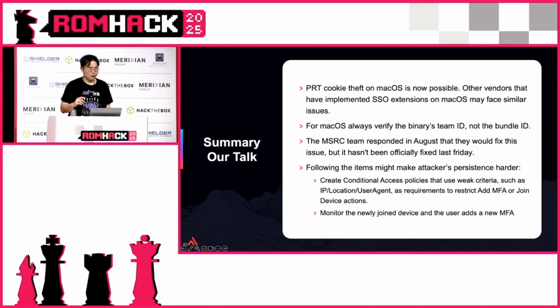And also, if you want to mitigate the persistence method, you can create a conditional access policy with some weak criteria like IP, location, and user agent. It can still make the attack very hard to persist. And also, you can monitor new joined devices and users adding new MFA. You can monitor it and check with your users.